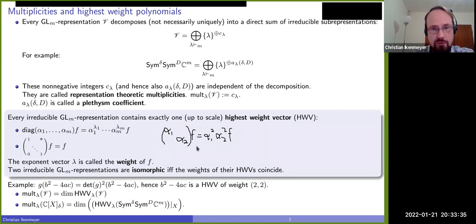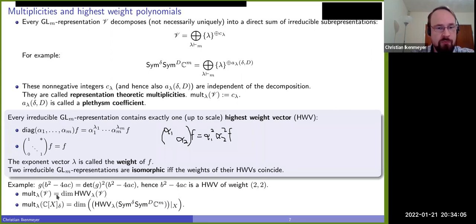So certainly a vector with these properties is a weight vector of weight 2, 2, and it's also a highest weight vector because the determinant of this matrix here is 1, right? So it's going to be fixed under this operation. And now, instead of using this complicated way of defining a multiplicity, this is extremely hands-on. The multiplicity is the dimension of the highest weight vector space.